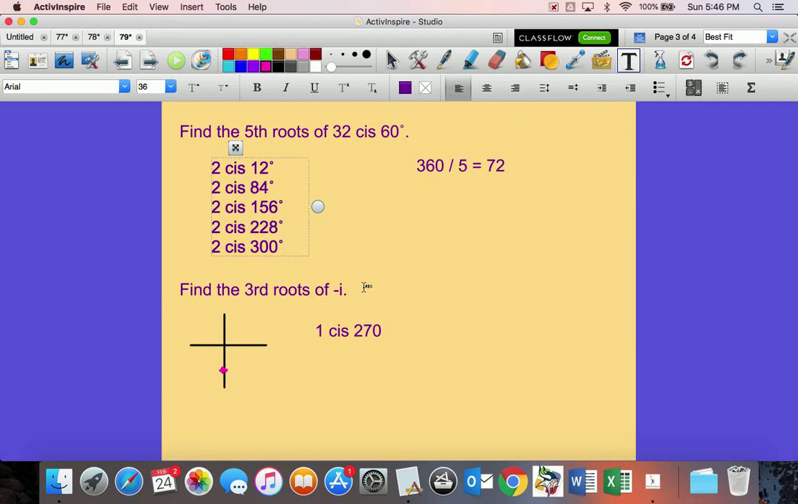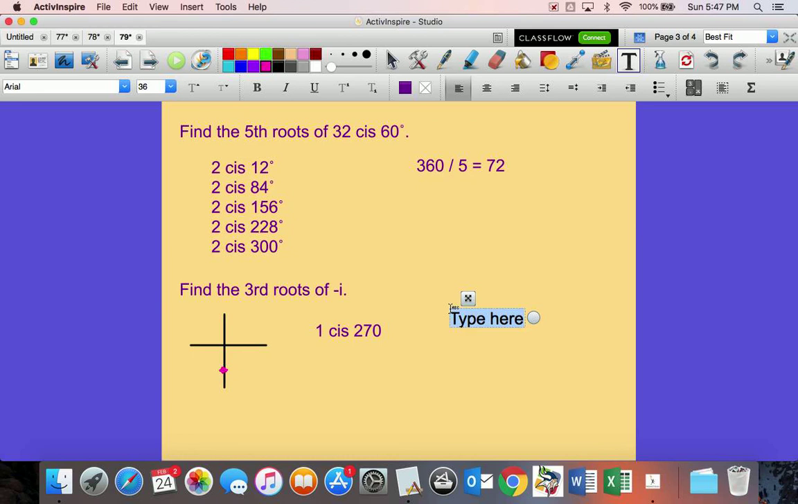Sometimes though they don't put it into CIS format, so we have to do that first. Find the third roots of negative i. Well, for that one we have to graph it out. Negative i is going straight down here, so that would give us a radius of 1. Remember, your hypotenuse is always going to be positive, so that's why this number is positive. It's always a distance, so our distance here is 1. If we go all the way around the circle, we're at 270 degrees. So we've got 1 CIS of 270 degrees.